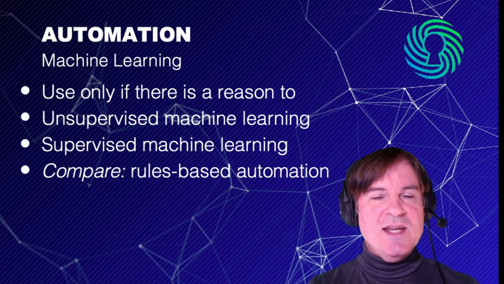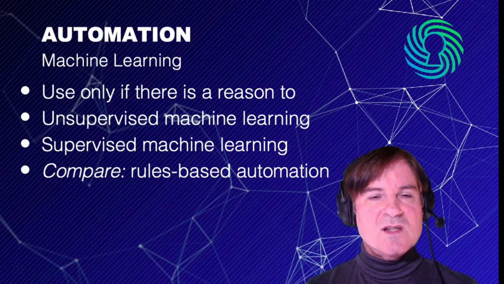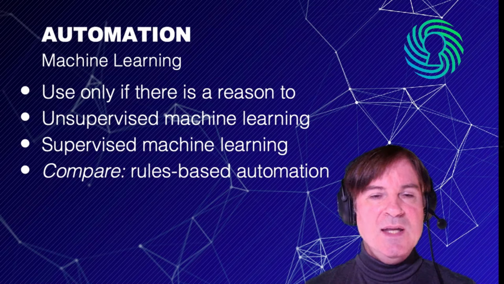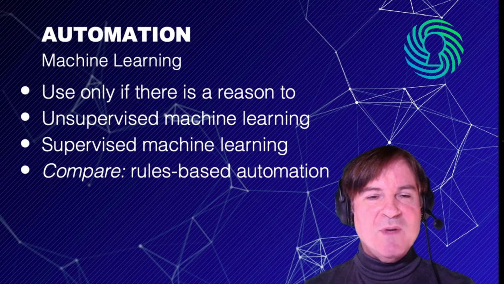Now that we have an understanding of automation generally, no discussion of automation is complete without machine learning. We will have a video on this later, so please watch for that. We'll just cover this briefly here. The first and primary tenet, if you will, is you don't use machine learning unless you have a reason to. This is one of the biggest mistakes I think people make. So that would be the thing I would lead with here.